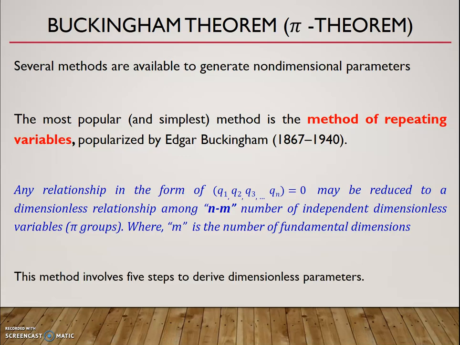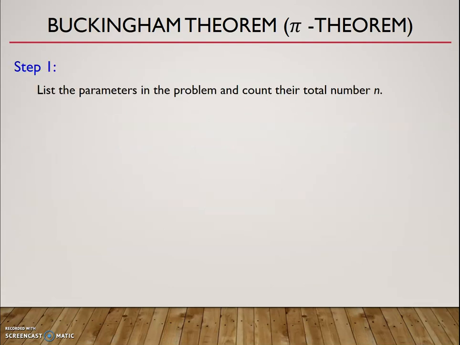So to obtain non-dimensional groups or pi groups through this Buckingham theorem, there are 5 main steps involved. Firstly, we have to list the parameters in the problem and count the total number n. Let us discuss the steps involved in the Pi theorem through an example.